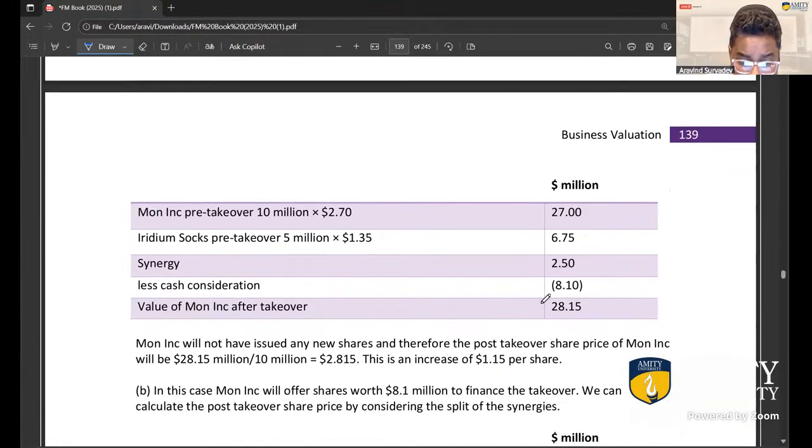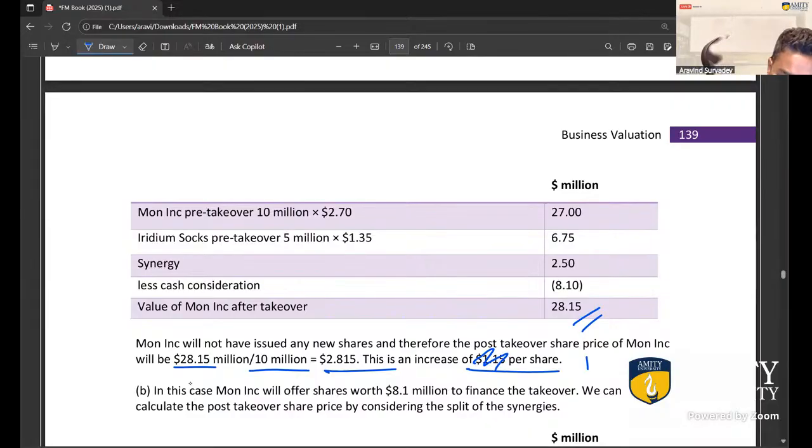So if it was a cash consideration, this is what is happening. Mon Incorporated will not have issued any new shares, and therefore the post takeover share price of Mon Incorporated will be 28.15 divided by 10 million. There is an increase of $1.15. No, there is an increase of 11.5 cents, or $0.115. Please be careful of that, guys.